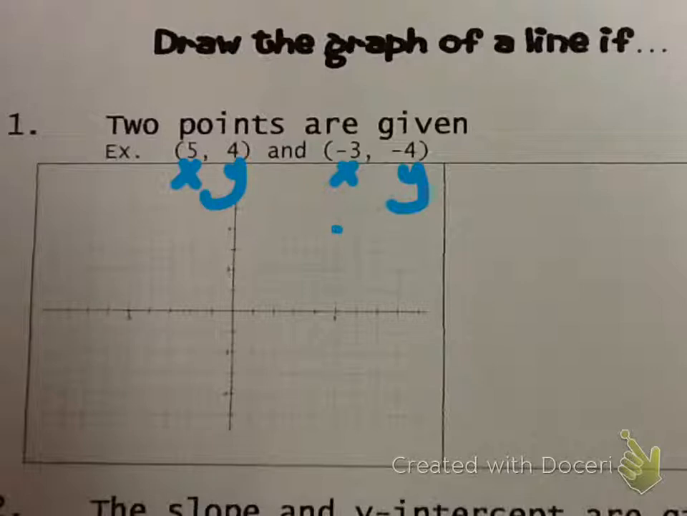And the second point is -3, so 1, 2, 3 to the left of the origin, and -4, which is also negative, so we go down. 1, 2, 3, 4. And that's the second point. And then we connect the dots using a ruler. And that's it.